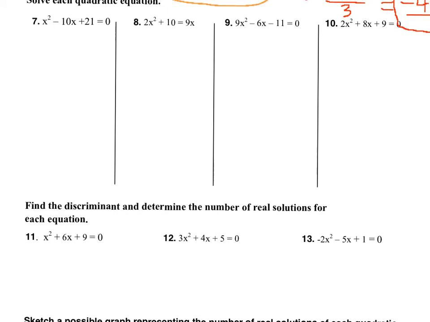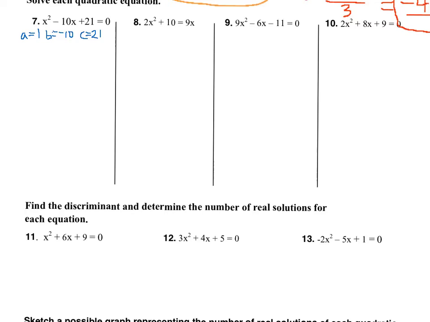I need to first make sure that it's in standard form, and it is. So I'm going to identify what my a, my b, and my c are. a is 1, b is negative 10, and c is 21. And remember, that's just taking the coefficients from in front of your x squared, your x, and then the thing by itself, as long as it's equal to 0, which in this case, it is.